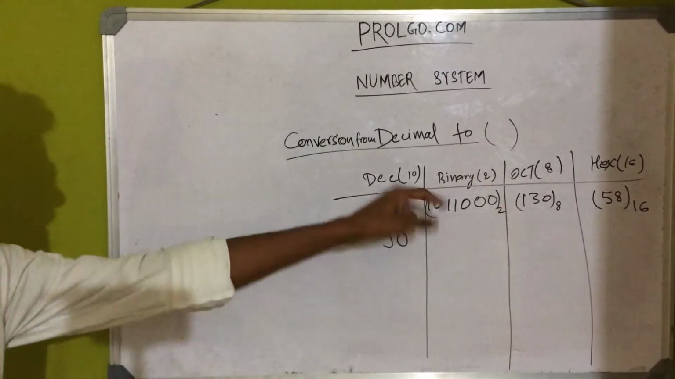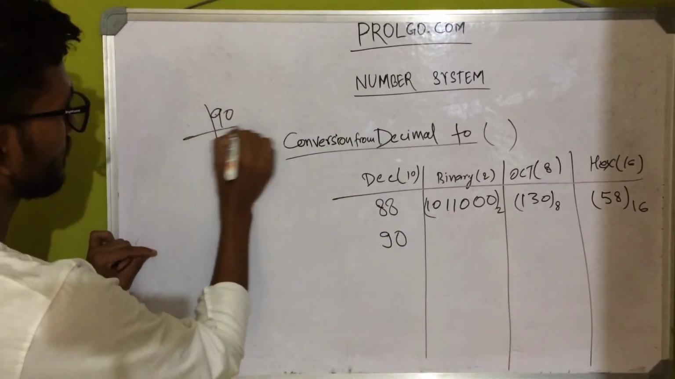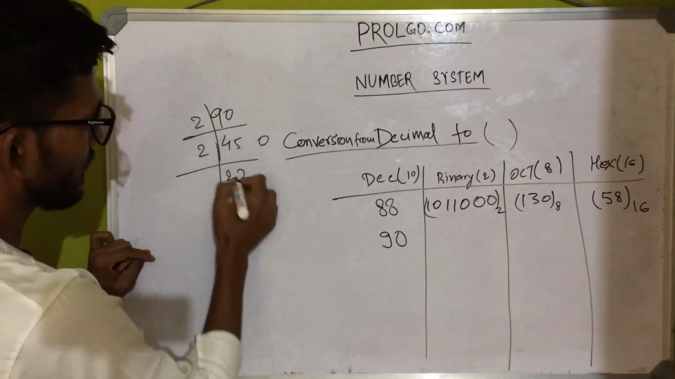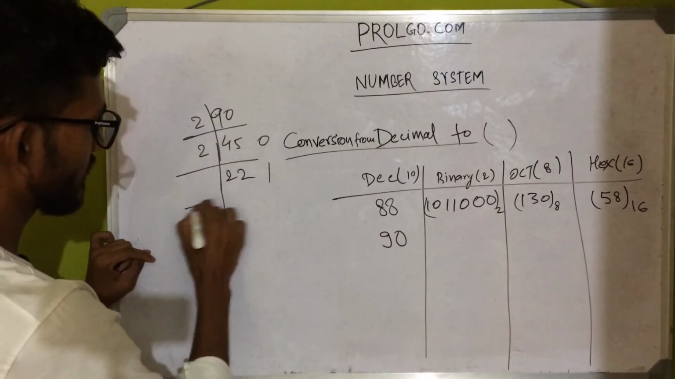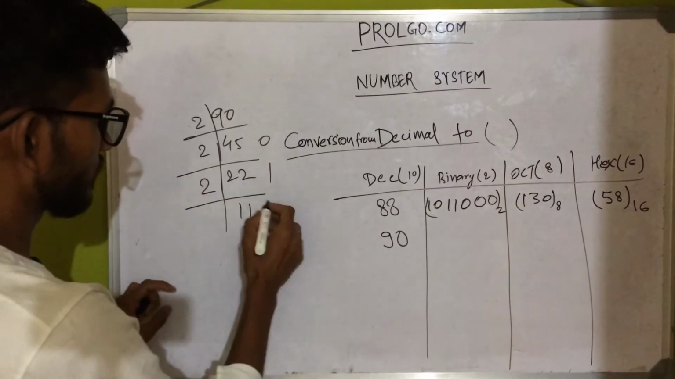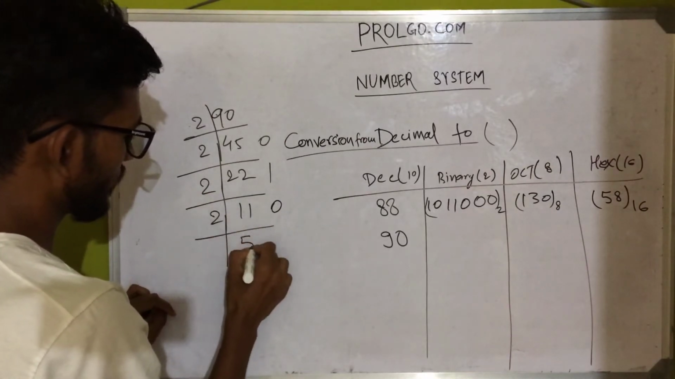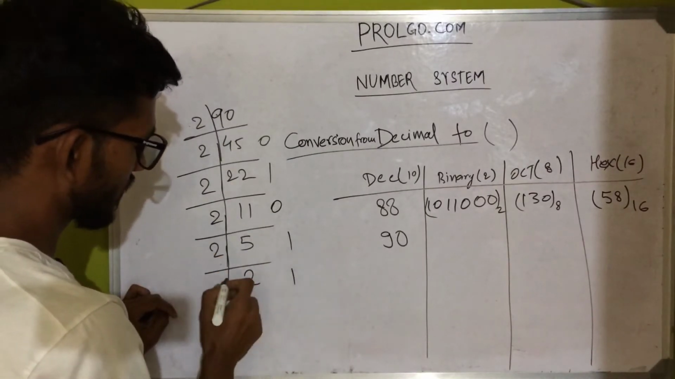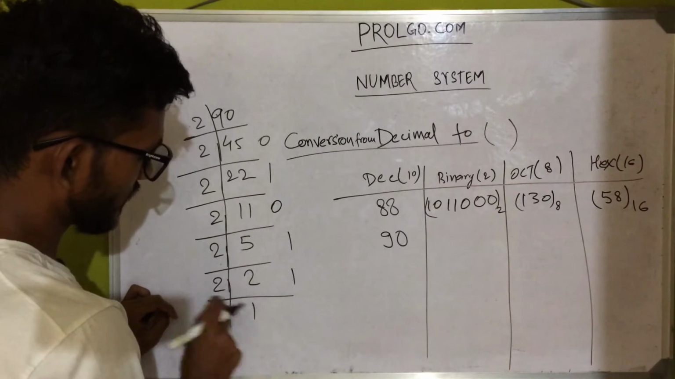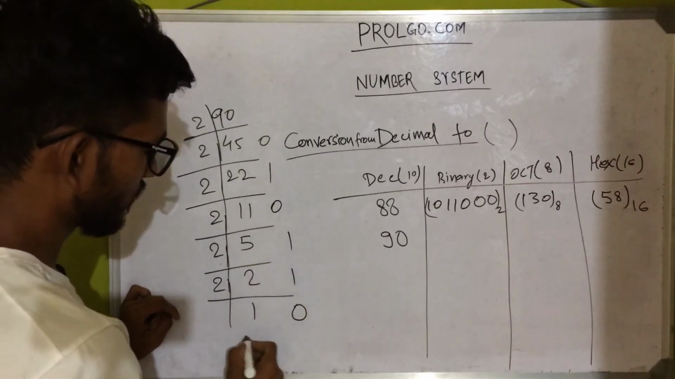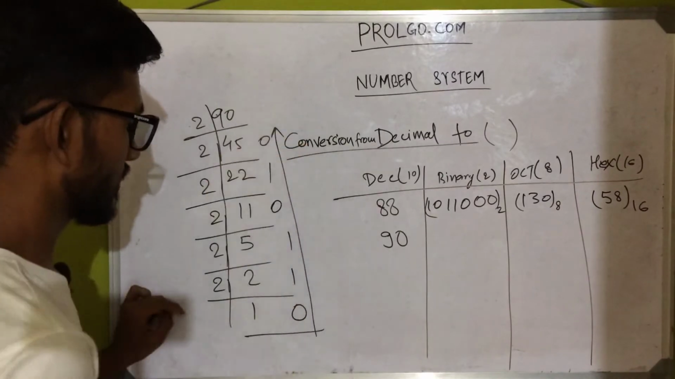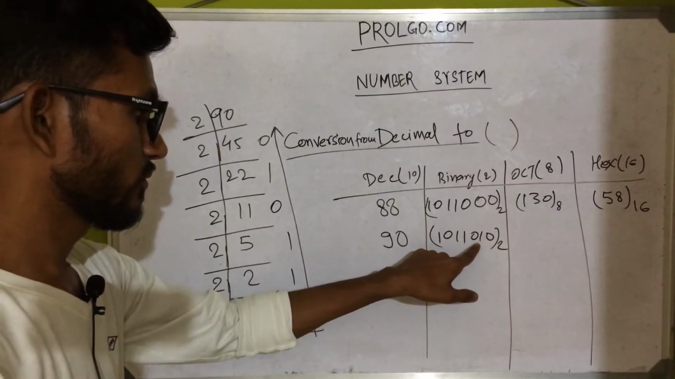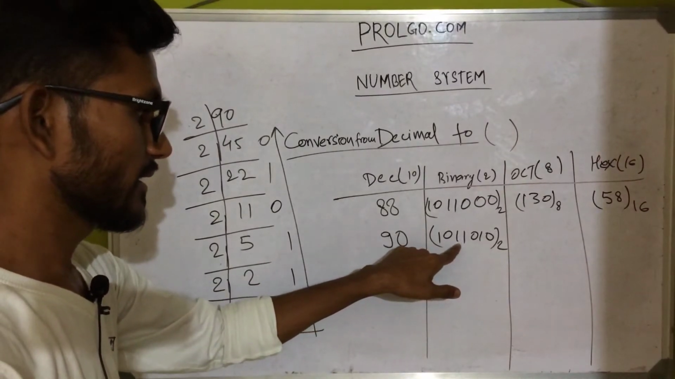We have to convert this 90 into binary. So it will be 2 into 45 is 90, remainder is 0. 2 into 22 is 44, the remainder is 1. Then 2 into 11 is 22, remainder is 0. Then 2 into 5 is 10, remainder is 1. And then 2 into 2 is 4, remainder is 1. And then 2 into 1 is 2, the remainder is 0. So now write this in reverse order: 1, 0, 1, 1, 0, 1, 0.